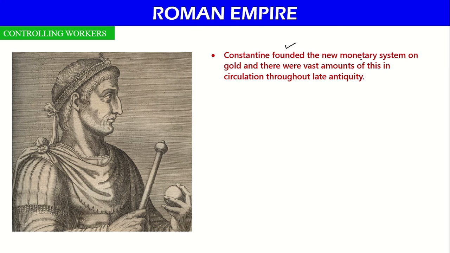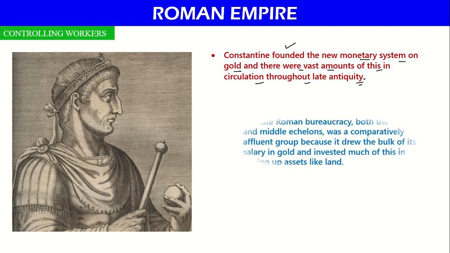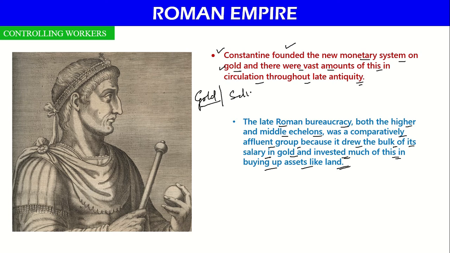Constantine founded the new monetary system on gold, and there were vast amounts of this in circulation throughout the late antiquity period. So who introduced the new monetary system with gold? That is Constantine. The late Roman bureaucracy, both the higher and the middle echelons, was a comparatively affluent group because it drew the bulk of its salary in gold and invested much of this in buying up assets like land. They had payments in gold because there was a shortage of silver. Constantine, as you can see him in the figure, is the one who made this new monetary system with gold.